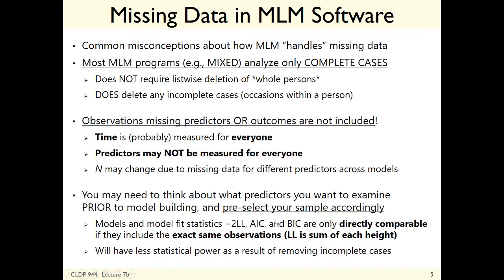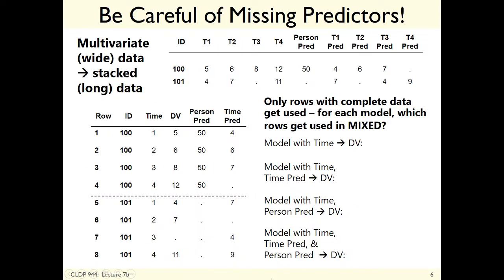So one option to prevent this problem is to think about which predictors you're eventually going to want in your model and pre-select your sample to be complete. That's one way to solve the problem. That's a really bad idea if you happen to have a lot of missing data though. So then what do you do about it?